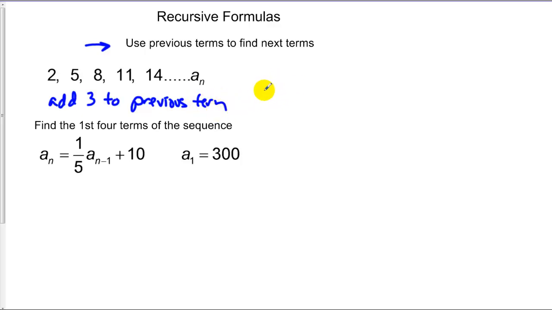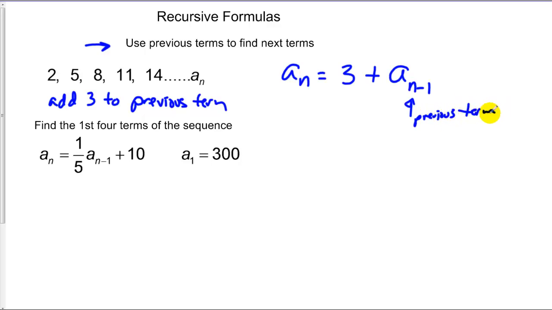Now the way I say that in terms of a recursive formula is I say my nth term is equal to 3 plus my previous term. And the way to say your previous term using sequence notation is a with the subscript n minus 1. That right there means the previous term. So now if I want to generate my first 4 terms of the sequence, the caveat is that you're given that first term so you can generate the ones after it.